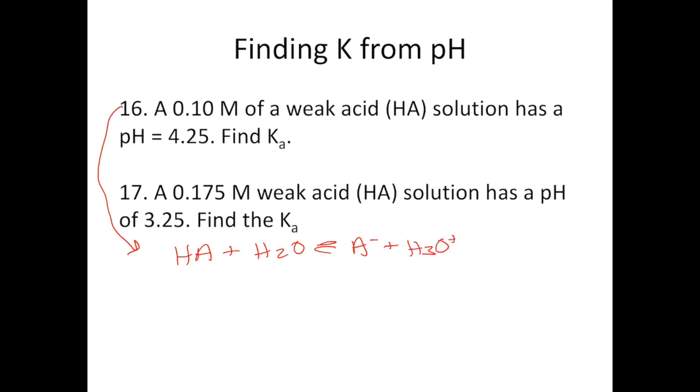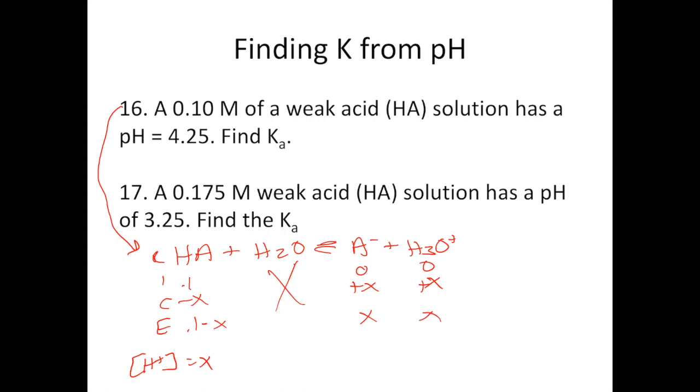I'm going to write out my equation. We have 0.1, 0, 0, minus x, plus x, plus x. And then we have 0.1 minus x. We can always omit the x with acids. So you're good. You don't have to worry about it.